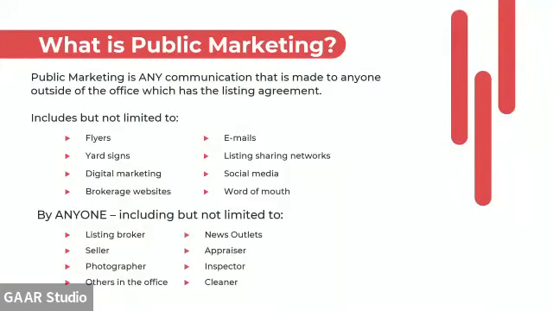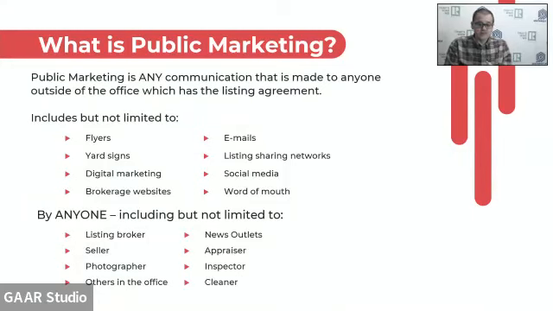The public marketing piece of clear cooperation is pretty clear, with a very low bar. Any communication about the property that is made outside of the members and clients of your office is considered public marketing. And here's the real kicker. That can be triggered by anyone, not just the listing broker. If you have a listing agreement and your seller tells their book club that their house is for sale, that's public marketing. If you hire a photographer and they post pictures that they took of the home on Instagram, that's public marketing. Realtors are expected to remain in total control of all marketing of the property and need to have all the conversations to make sure that happens.